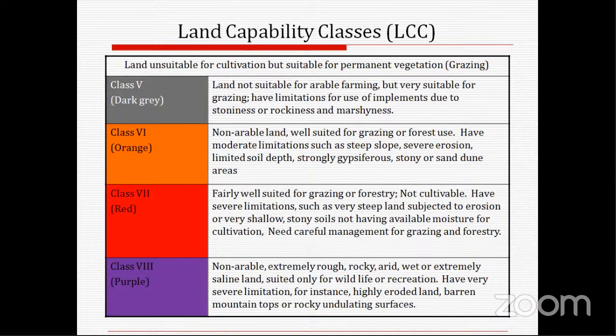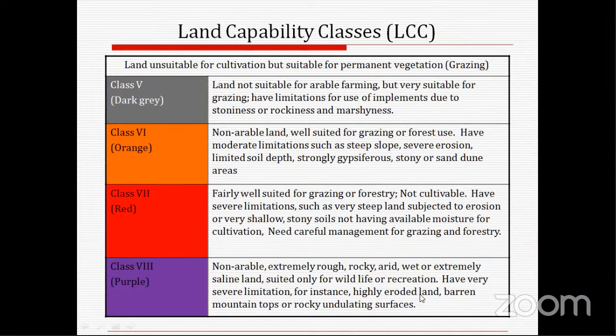Final classification, that is the final class, class 8. These are all non-arable: extremely rough, stony, rocky, arid, wet and extreme. Wet and extremely saline land is suitable only for wildlife and recreation. We can go only for some recreation purposes, some park construction, etc., and some wildlife protection.